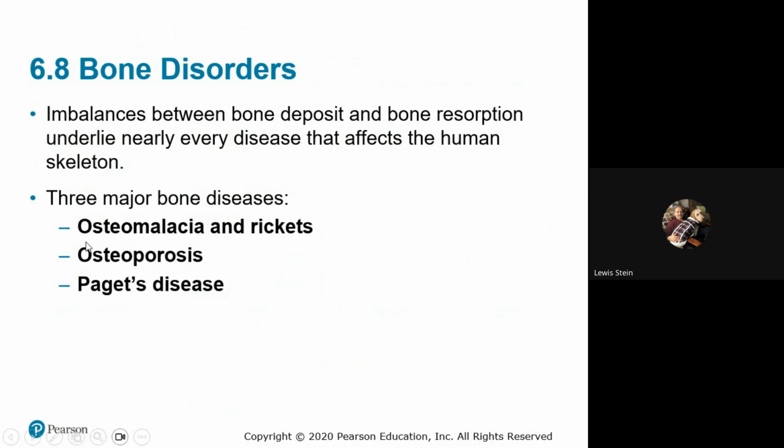So osteomalacia means soft bone. Osteomalacia and rickets are the same thing. The difference is rickets is in children, osteomalacia is in adults. Osteoporosis is a loss of bone, both organic and inorganic. The error people have made for years: oh, it's osteoporosis, you don't have enough calcium. It's more than just that. It's not all about inorganic material.